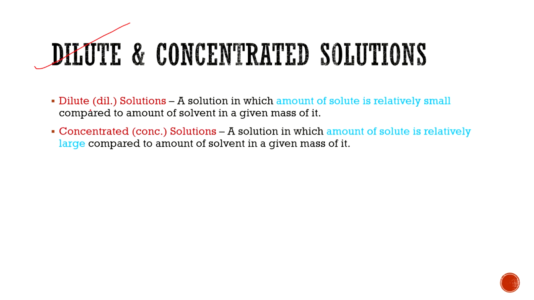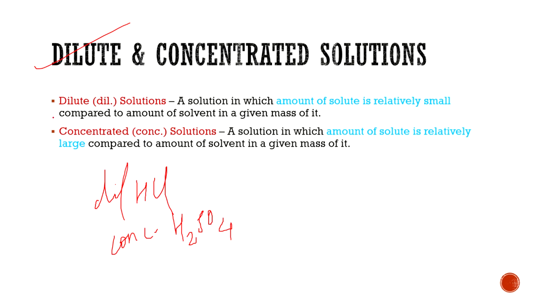Next we have to learn about dilute and concentrated solutions. What do you mean by dilute solution? We have heard of dilute hydrochloric acid. What is dilute hydrochloric acid? Concentrated sulfuric acid. What are all these? Conc means concentrated, the short form of concentrated. While we write chemical reactions, we use conc for concentrated.